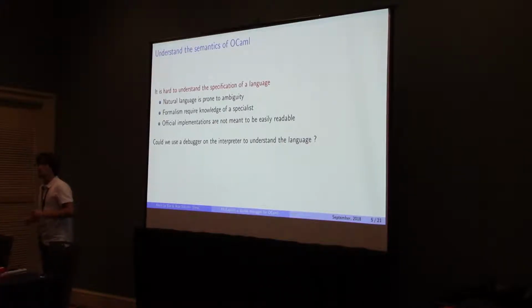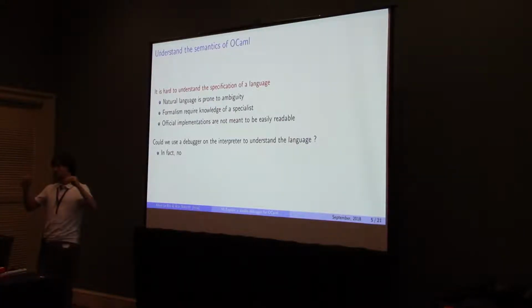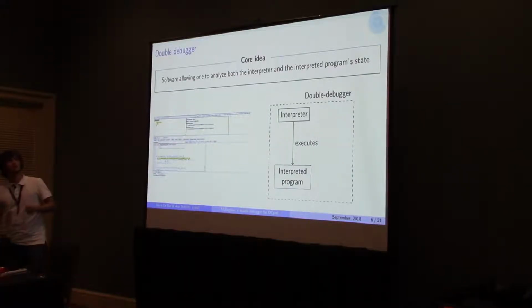So let's try something else. Could we use a debugger on the interpreter to inspect the execution of the program? And the response is no, because you will just look at the interpreter and have, so to say, no idea what happens in the interpreted program, because the access to the state of the program won't be direct. So we have a little solution, which is double debuggers.